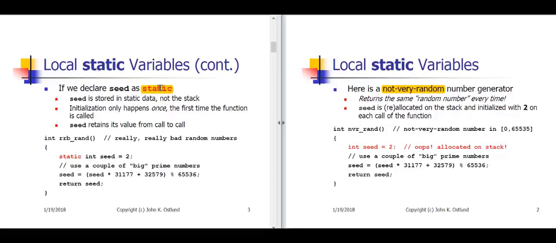called. So the first time we call the function, seed is initialized with 2. Seed is recomputed involving these prime numbers in a linear congruential algorithm, and we return the updated value of seed. The next time we call this function, seed will contain whatever that previous updated value was, and we recompute seed and return a different random number.